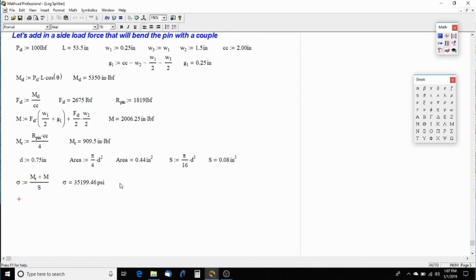Okay, now we're going to find our shear stress here. And our shear stress is going to be the reaction of the pin divided by, all right, because half of it's going to go one way and half of it's going to go the other, plus the force of the side load. Actually, we can put that on top of there, so it'll end up being the same denominator.